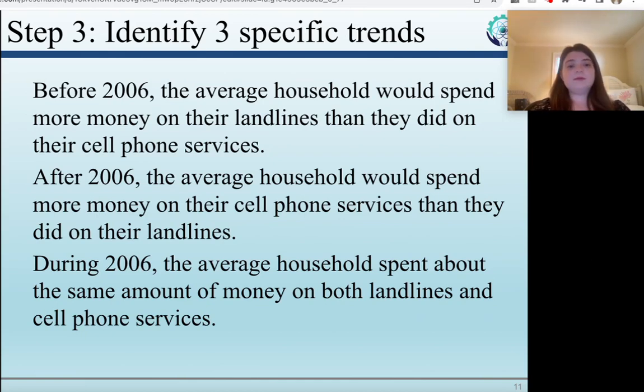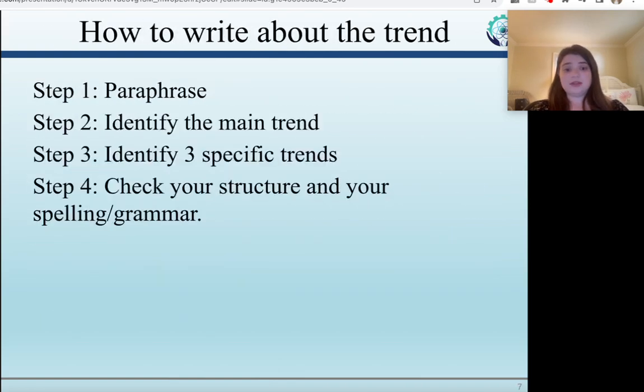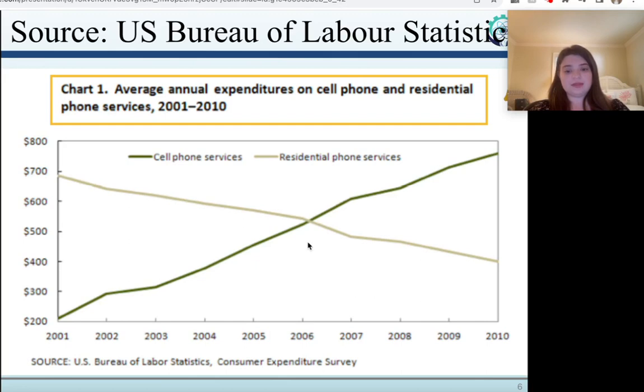So I said before 2006, the average household would spend more money on landlines than they did on cell phone services. After 2006, the average household would spend more money on their cell phone services than they did on their landlines. During 2006, the average household spent about the same amount of money on both landlines and cell phone services. So that's one specific trend we can look at. And if we go back to our graph, we'll see that that's true.